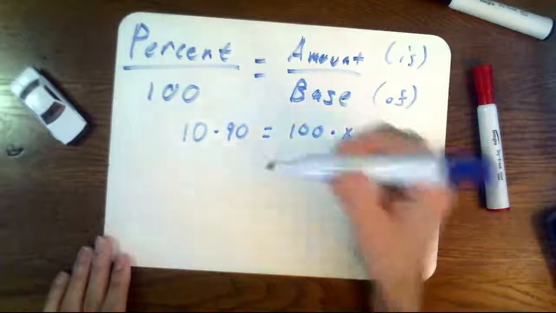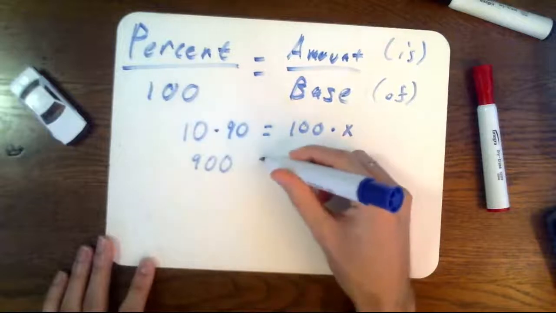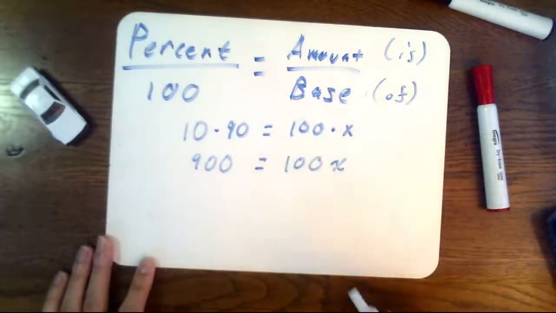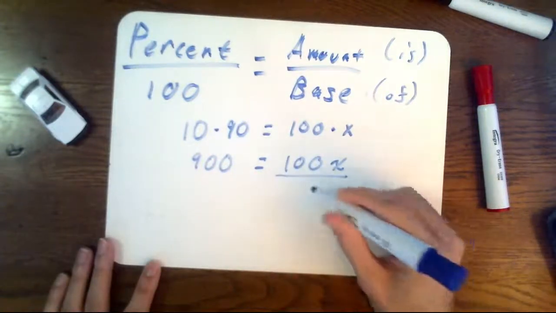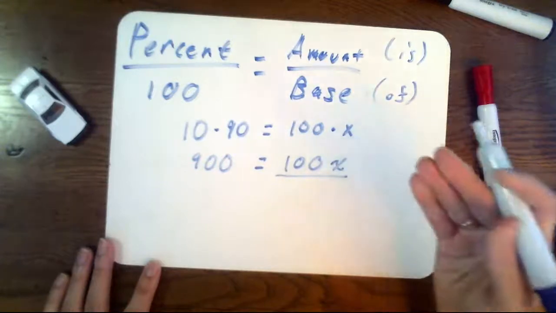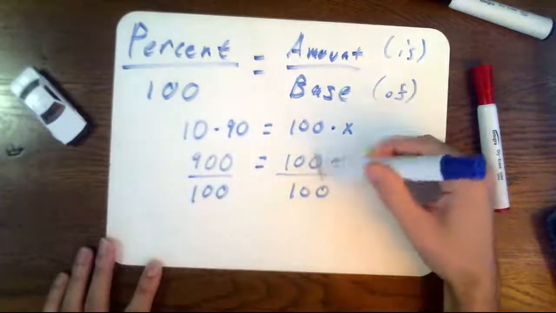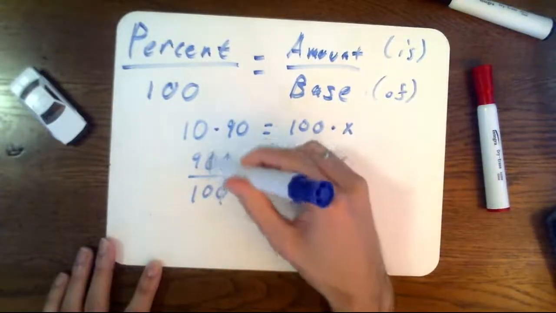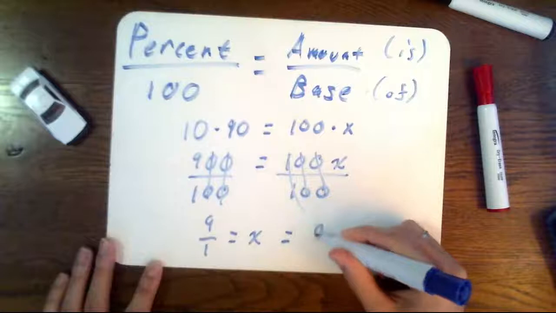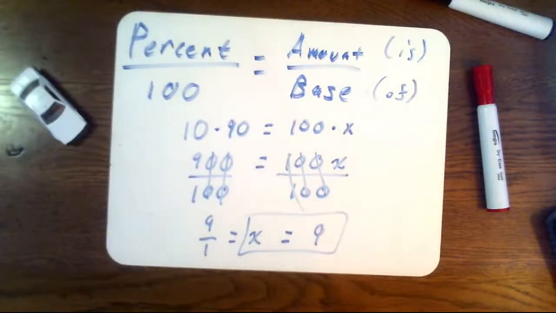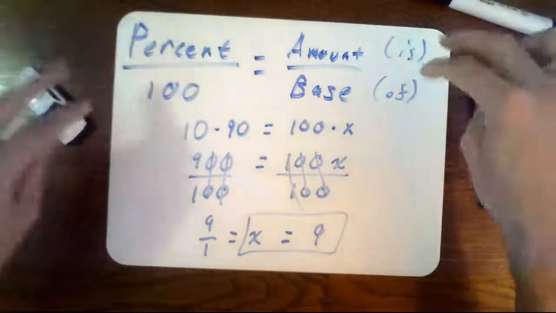But now we can solve the problem. We can carry it out a little bit. 10 times 90 is 900 equals 100x. So now what do we need to do to get x by itself? Well, it's 100 times x, so we have to use division to break that relationship between them. They're both being multiplied, and division gets rid of that. So this way 100 cancels out, and then the 0s cancel out. We're going to have 9 over 1 equals x, which is just 9. So this is just a quick tutorial on how to use the is-of percent.